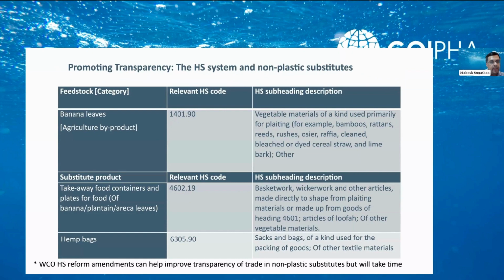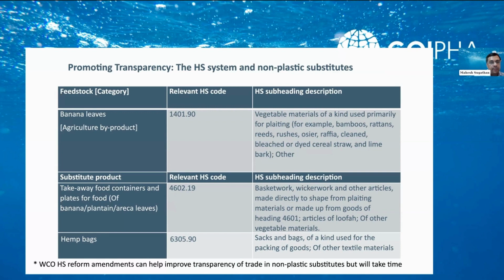Now, the other big trade-related process that is going on is at the World Customs Organization, where customs officials have been discussing the possibility of reforming the HS system, and clarifying some of the HS definitions around a lot of products, including plastics as well as non-plastic substitutes.